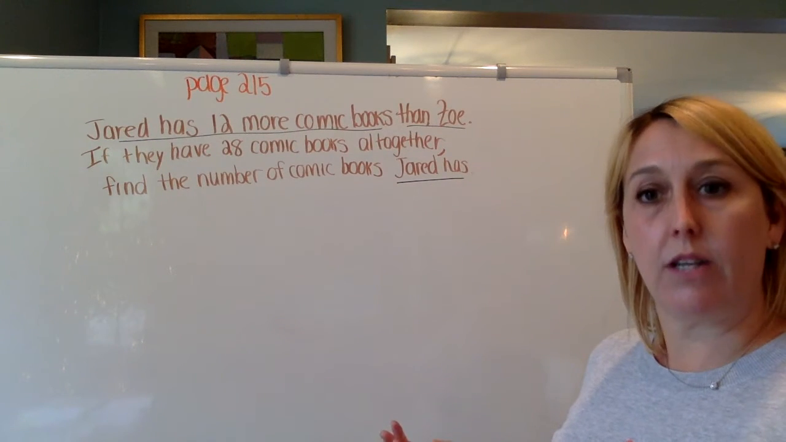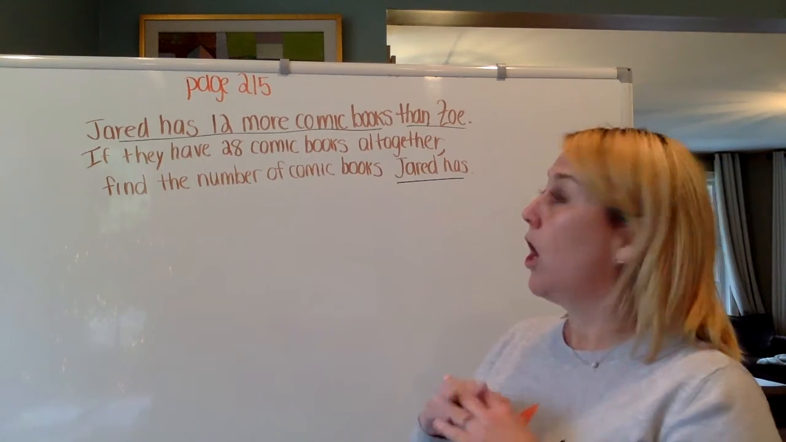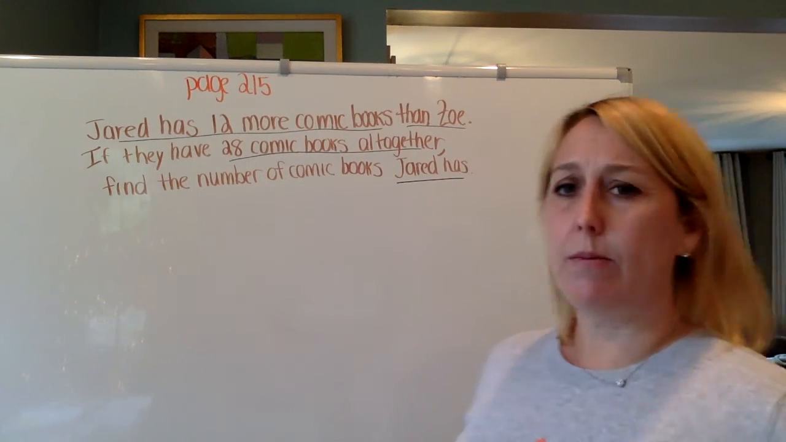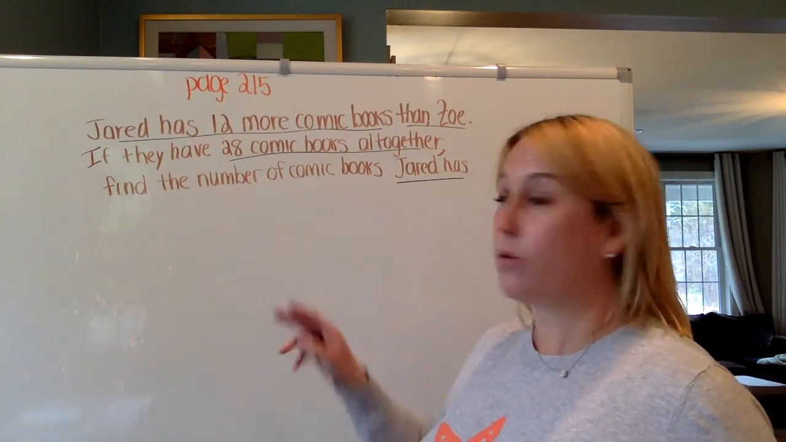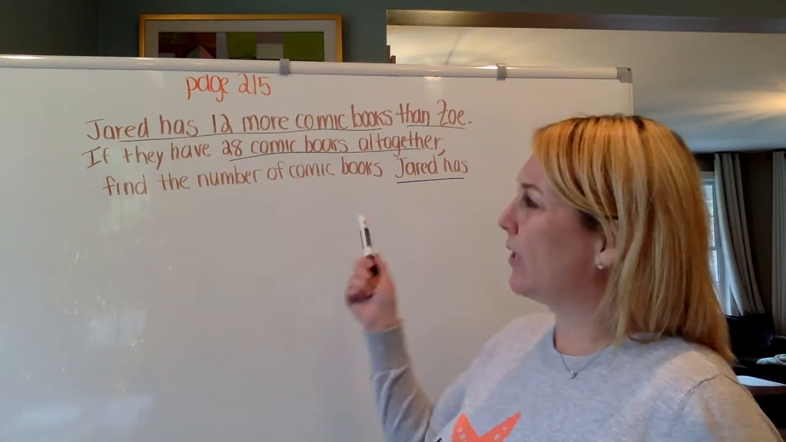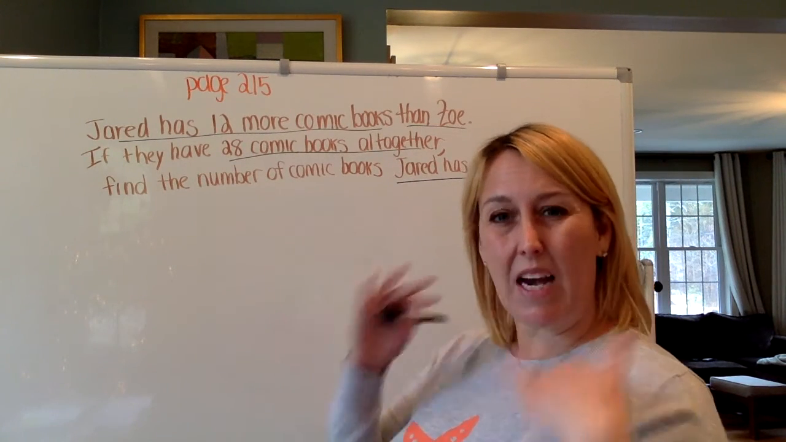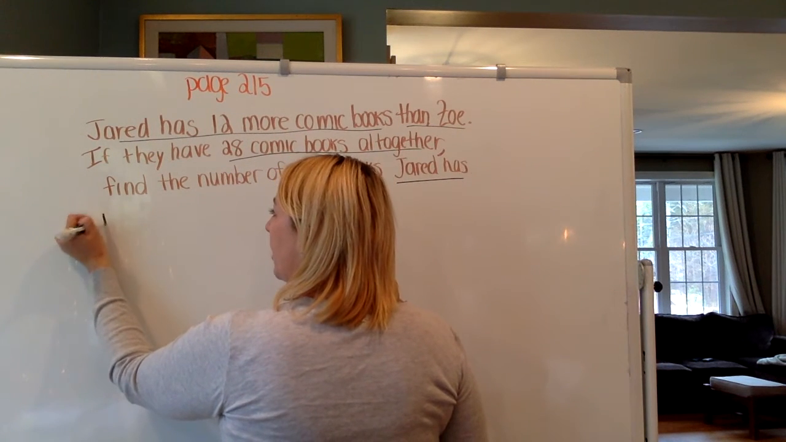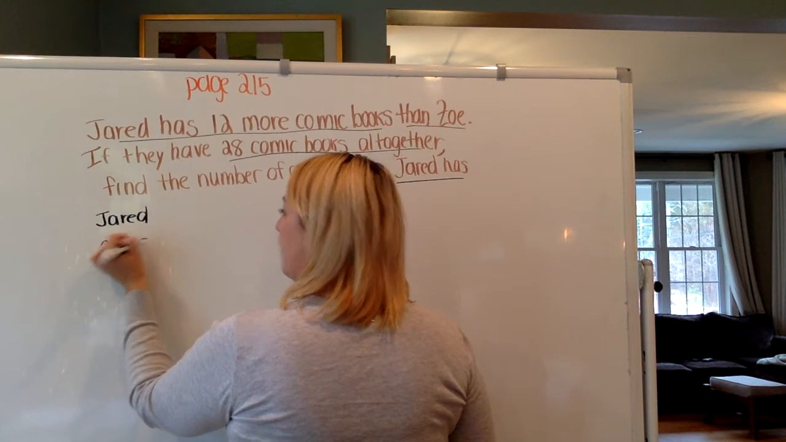So more is going to tell us addition, right? Whatever Zoe has plus 12. And if they have 28 comic books altogether, right there I know I'm going to be able to set up an equation because it's given me the end answer. Whatever they have is going to equal 28 comic books because that's what they have all together. When I have problems like this, and they often involve people's names, I just say, all right, Jared, what do I know about Jared? And what do I know about Zoe?